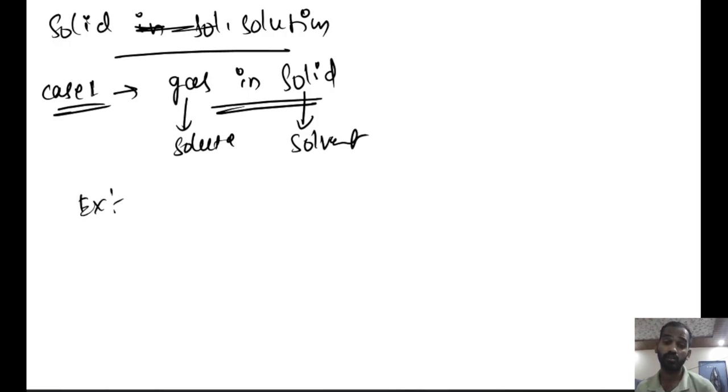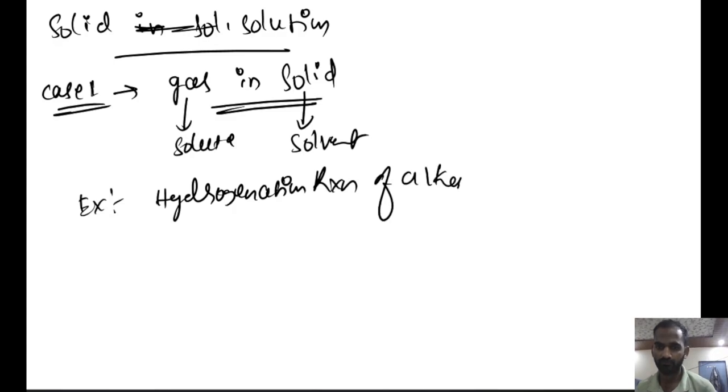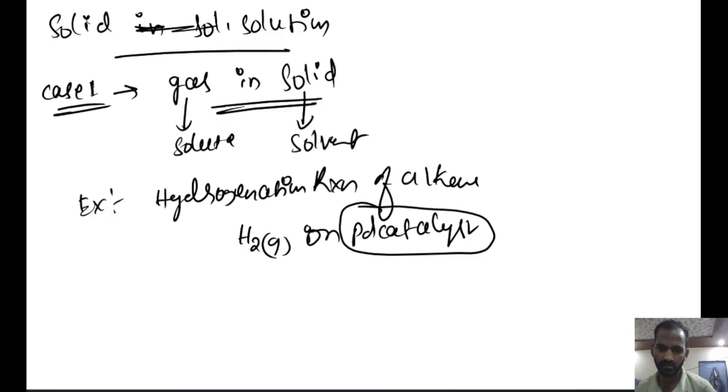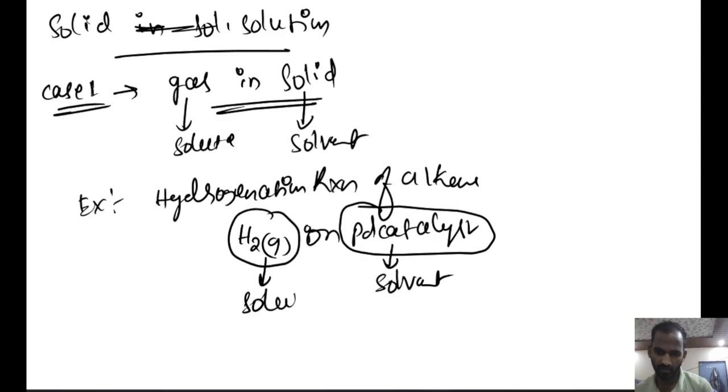This one uses the hydrogenation reaction of alkene. What will we use? We will use hydrogen gas on a palladium catalyst. So what is here? This palladium catalyst is the solvent only, and this hydrogen gas is the solute here. So this is one example here.